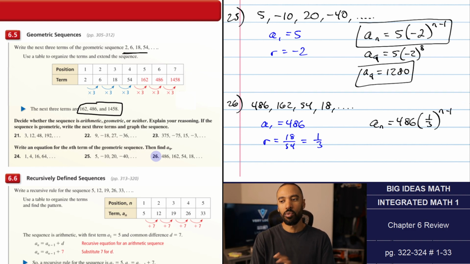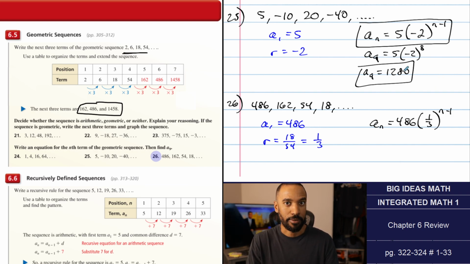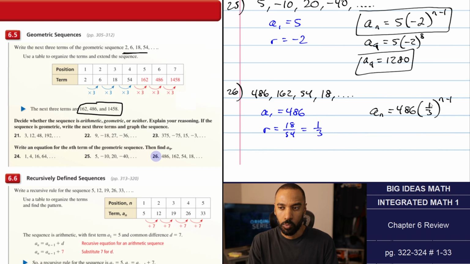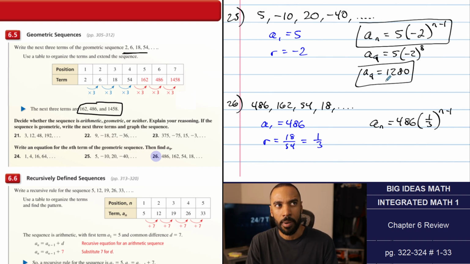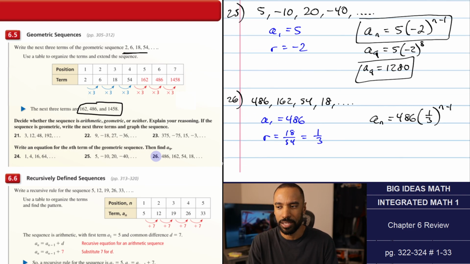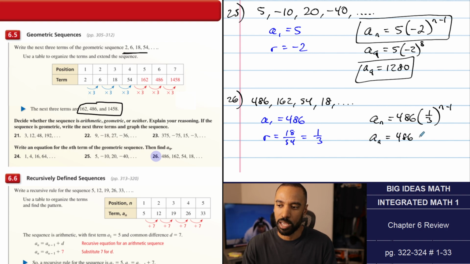Now the interesting one about this for me is that this answer will likely be a fraction. Your calculator will likely go to decimal form. So I'm kind of in-between on how I'd want to go about this, recursively or calculator-wise, because I do not want to write a repeated decimal. So as far as my a sub 9 goes, I would be doing 486, and please, again, use parentheses around this, 1/3 to the 8th power, 9 minus 1.